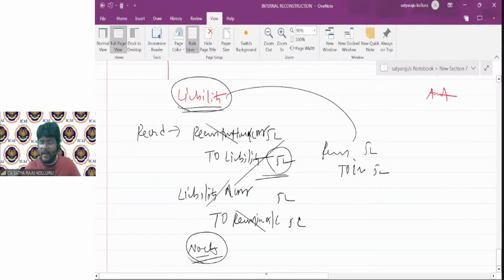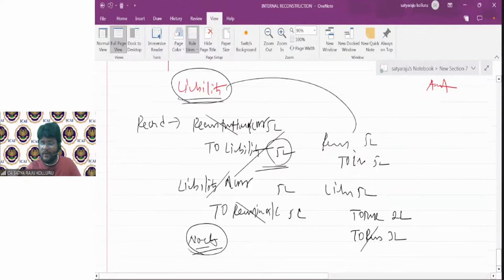Now out of this 5 lakh, we are paying 2 lakhs as a full and final settlement. Then the entry is liability 5 lakh to bank. Let us assume full and final settlement is 2 lakhs. For the remaining amount, reconstruction 3 lakhs. Now reconstruction is credited to the extent of 3 lakh only.